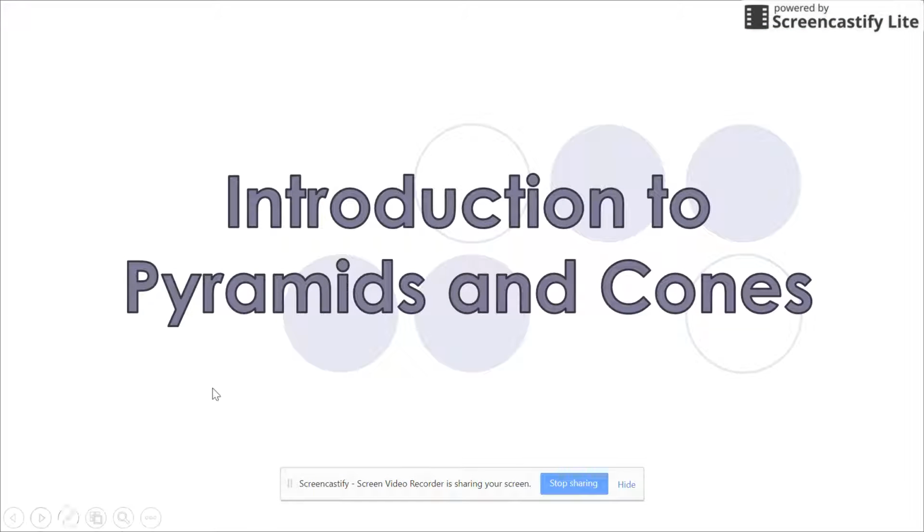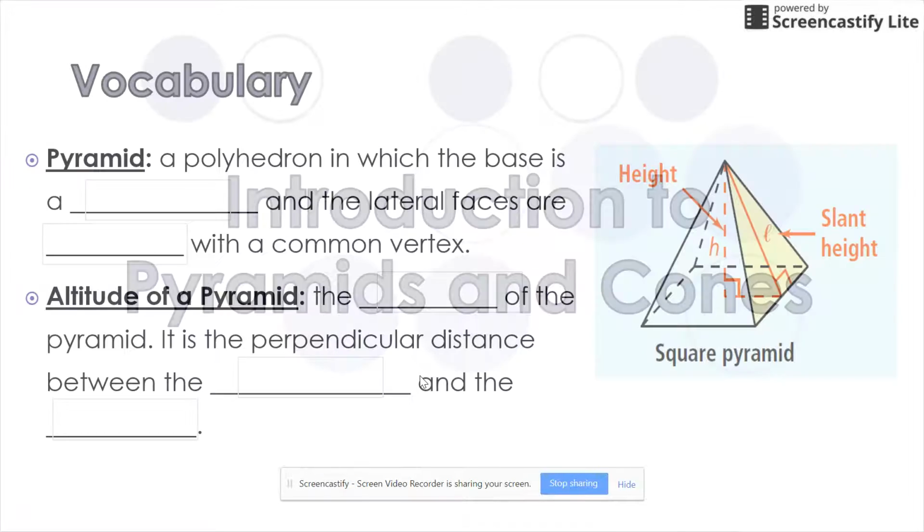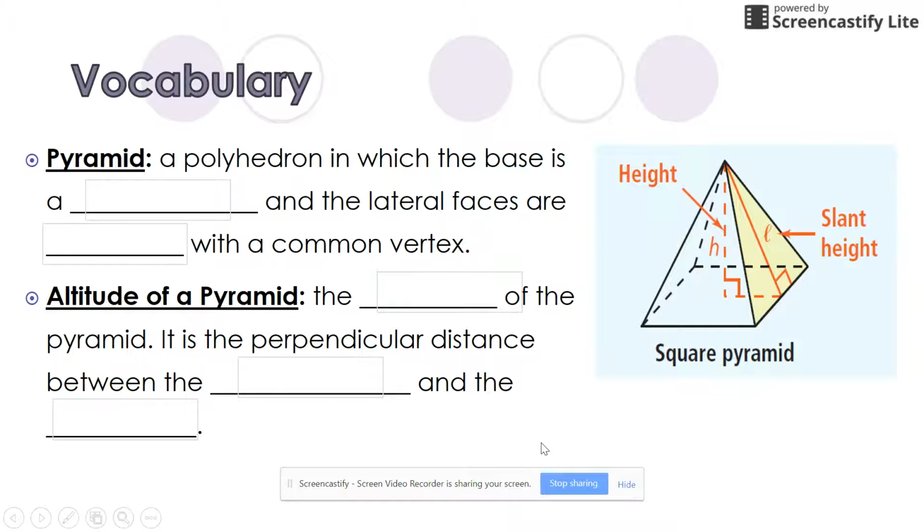This video is the notes for after the first homework check. We're going to be talking about pyramids and cones. You can follow along on your packet and just fill in as we go. If it goes too fast, you can pause. I'm going to add in some commentary, but this will give you a chance to do things on your own pace.